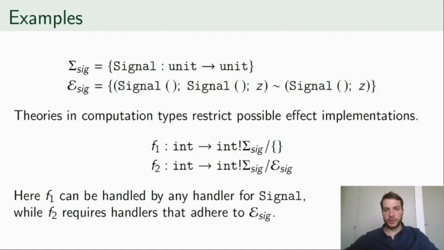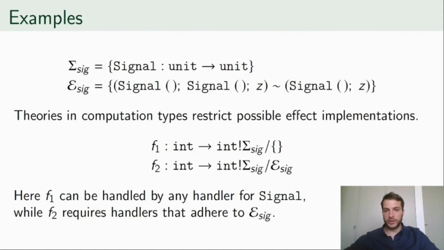We can now use this equation to restrict possible effect implementations. Here we have two functions, f1 and f2, and f1 has no equations while f2 uses the above equation. This means that f1 can be handled by any handler for signal, while f2 requires the handler to not differentiate between one and many signals. We can, of course, use such handlers for f1 as well, but not vice versa.